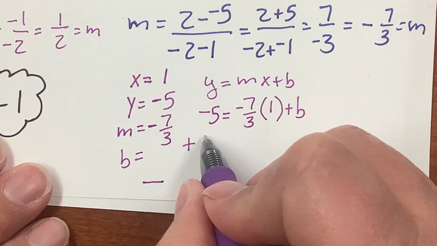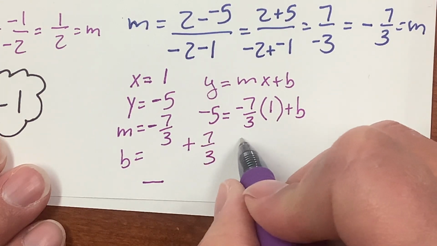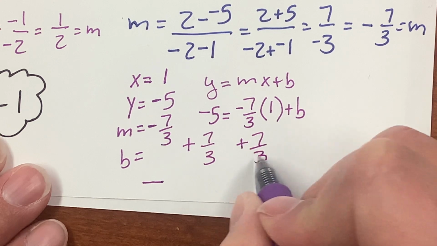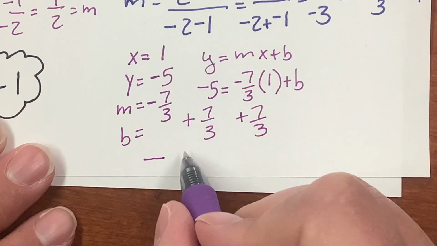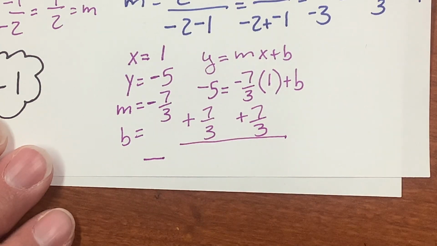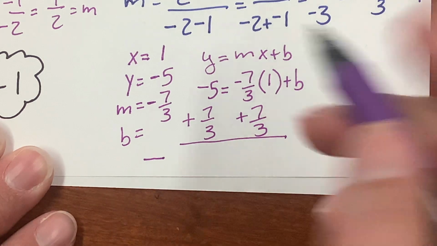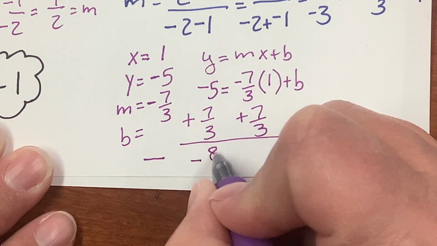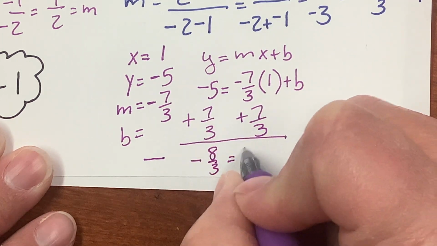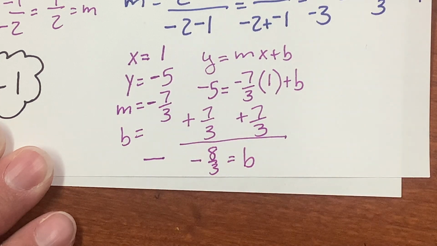I'm going to add 7/3 to both sides. Negative 5, oh, the signs are different, so I have to subtract. Let's see, that would be 5 times 3 is 15. 15 minus 7 is 8. Negative 8/3 equals b. Wow, is that ugly?